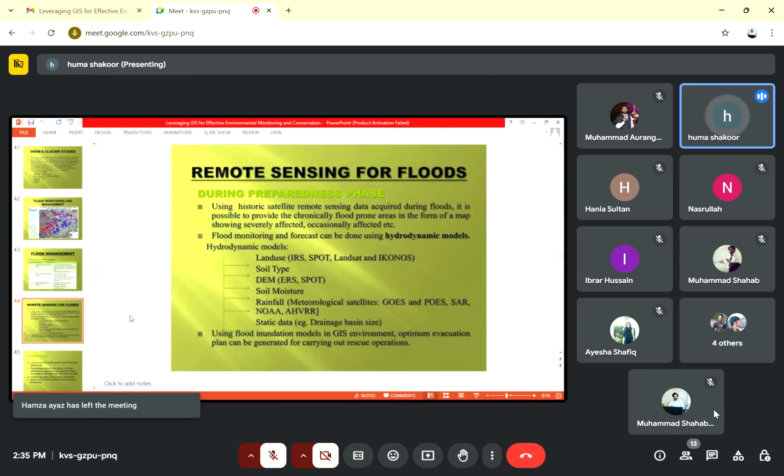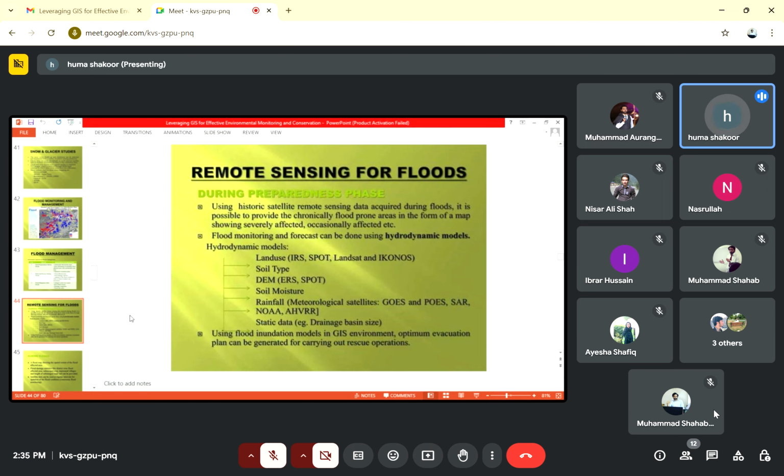How to do remote sensing for the flood area using satellites? Remote sensing data is acquired during the flood. It is possible to provide the chronically flood-affected area in the form of a map showing severely affected and occasionally affected areas. Flood monitoring and forecasting can be done using hydrodynamic models.